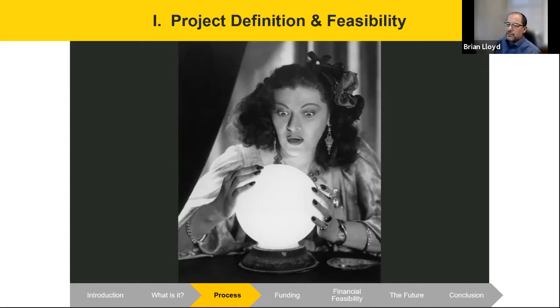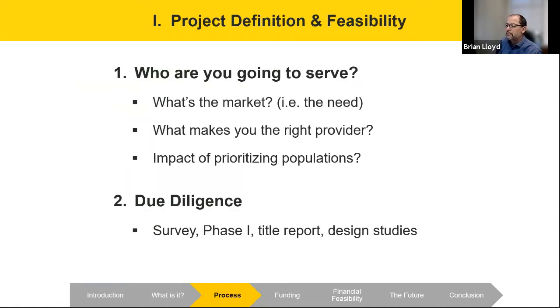So the first step in the development process would be defining your project and determining if it's feasible. So looking into the crystal ball there. So deciding, think of yourself as a developer and you want to do a project. Well, you're going to decide who you're going to serve and where you're going to do it. What's the market? What's the need in that market? And what makes you the right provider to meet that need?